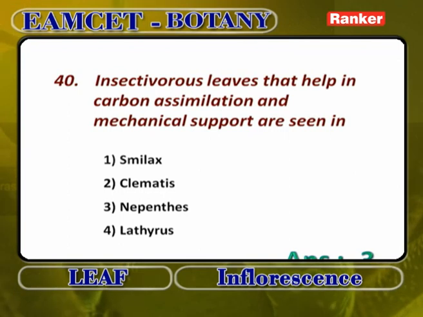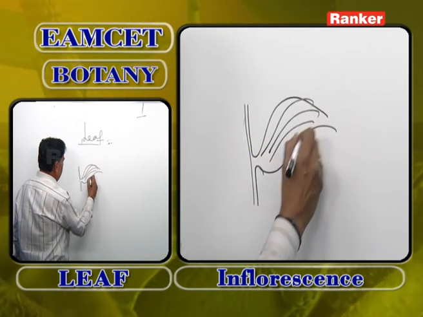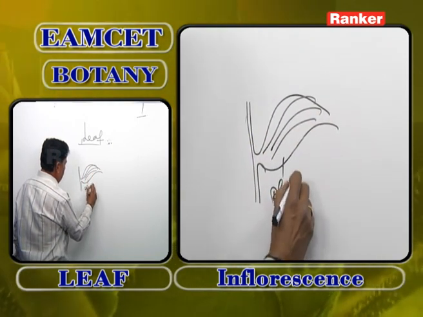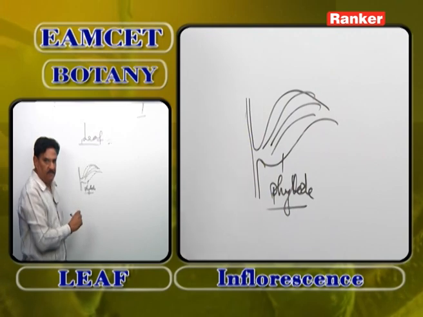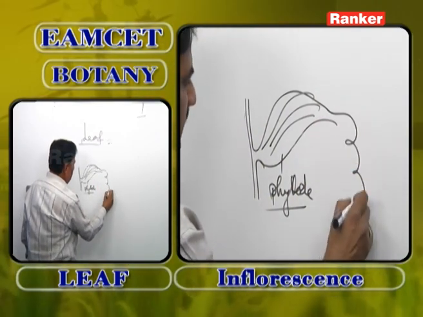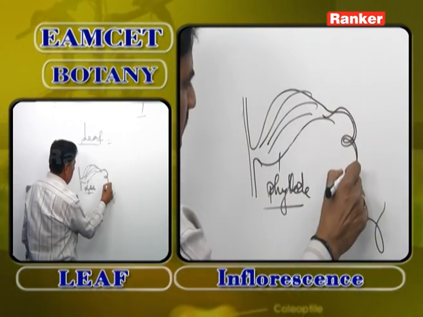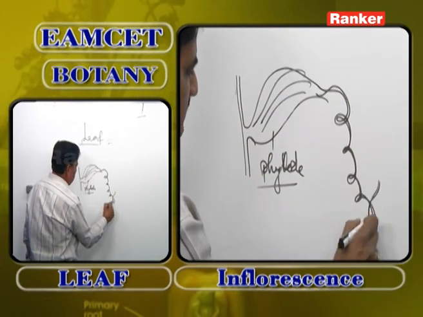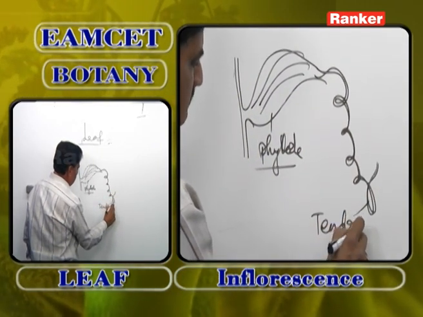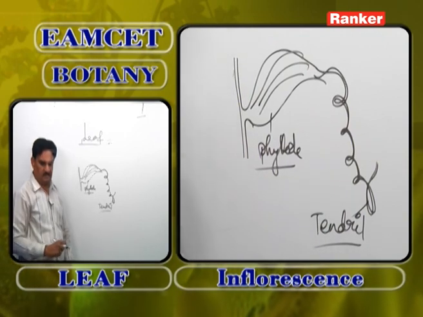Next, which leaves help in carbon assimilation and mechanical support? Just now I told, the lower portion of the petiole is modified into a green expanded leaf-like structure which can be regarded as phyllode that performs photosynthesis. The upper part of the petiole is modified into a highly coiled watch spring-like structure called tendril.